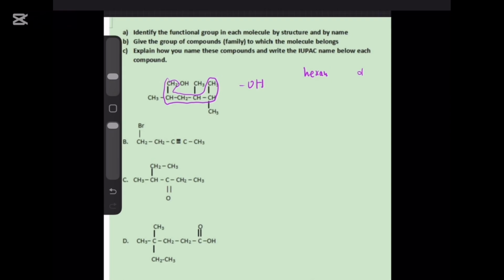And second, I have to number the carbons. I'll start from the top because we want to give the hydroxyl group the lowest number possible. After that, I have to identify where the hydroxyl group is. It is attached to the first carbon, so I write 1 to label the location. And then lastly, we look at the substituents. There are 3 methyls, attached to the second carbon, the fourth carbon, and the fifth carbon. So we have to number that.